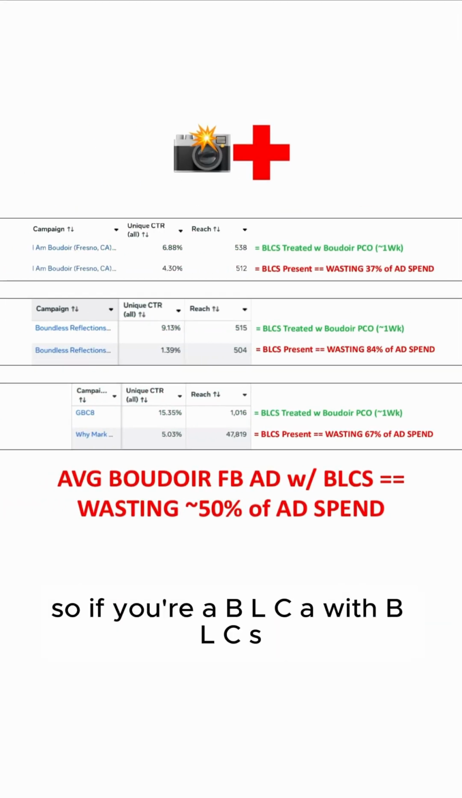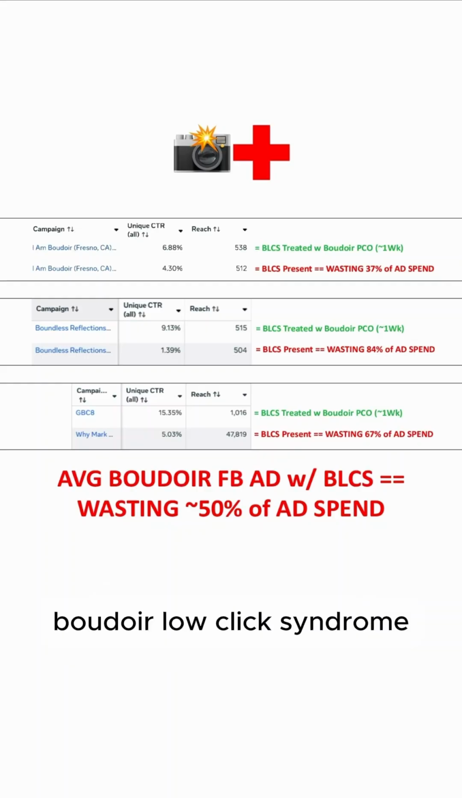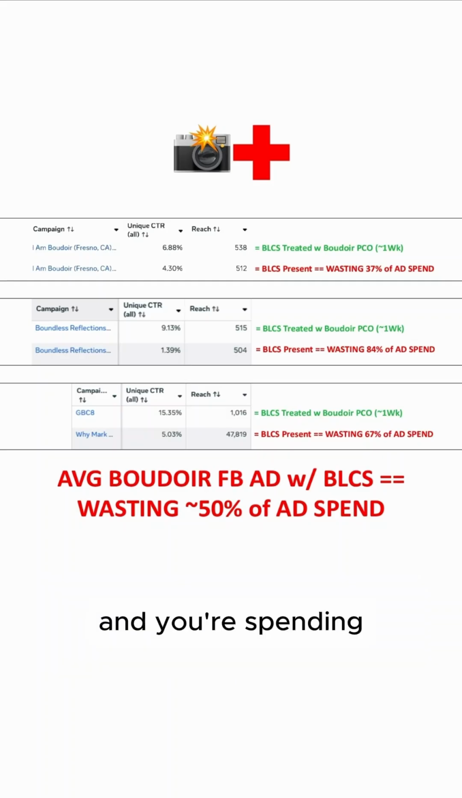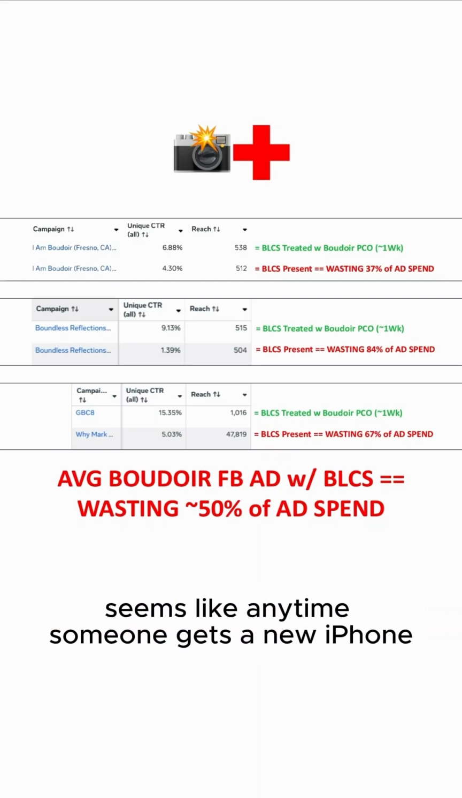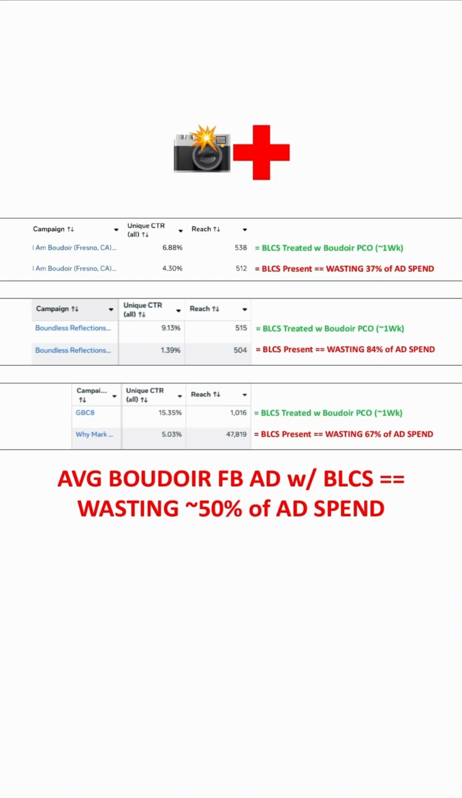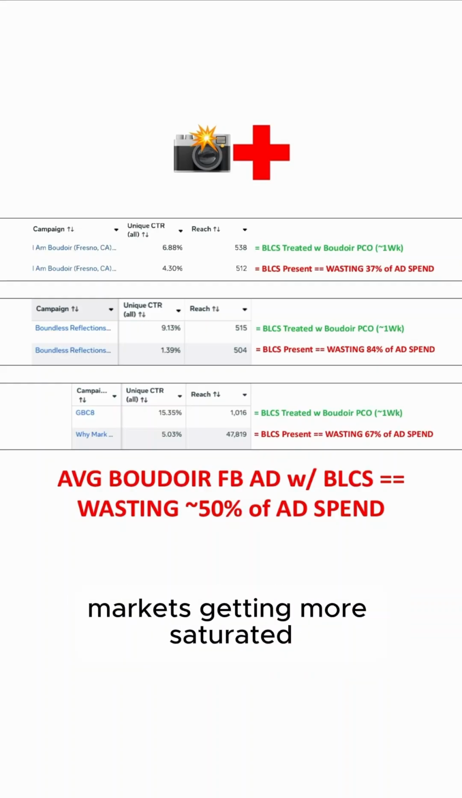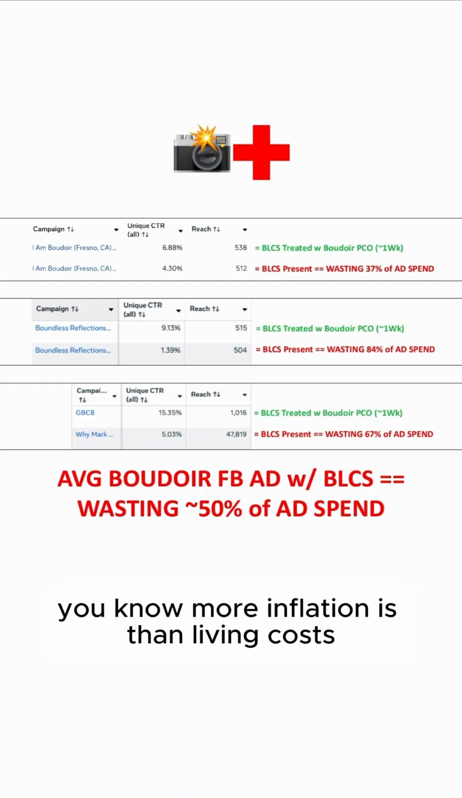So if you're a BLCA with BLCS, a boudoir low click advertiser with boudoir low click syndrome, your boudoir Facebook ads have a unique CTR under 6%, and you're spending more than 10 grand a month on boudoir Facebook ads, and you're looking at the marketplace and it's getting more and more saturated. Seems like anytime someone gets a new iPhone, they're throwing up a Google My Business profile saying they offer boudoir. Or anytime someone gets a new camera, they're posting in the mom group saying they offer boudoir. So the market's getting more saturated, more sellers for the same number of buyers. They're becoming more competitive. You're also seeing more inflation and living costs.